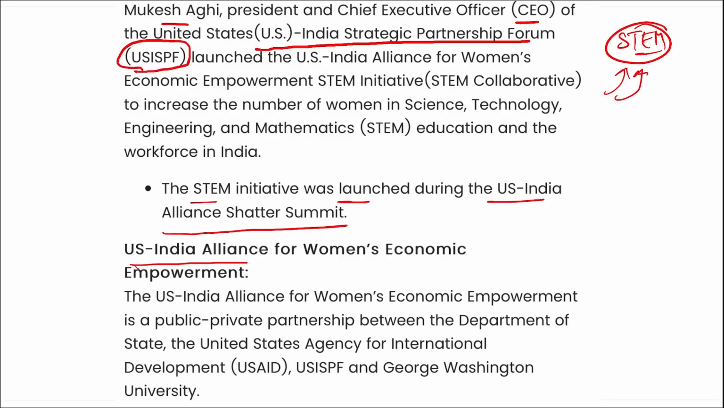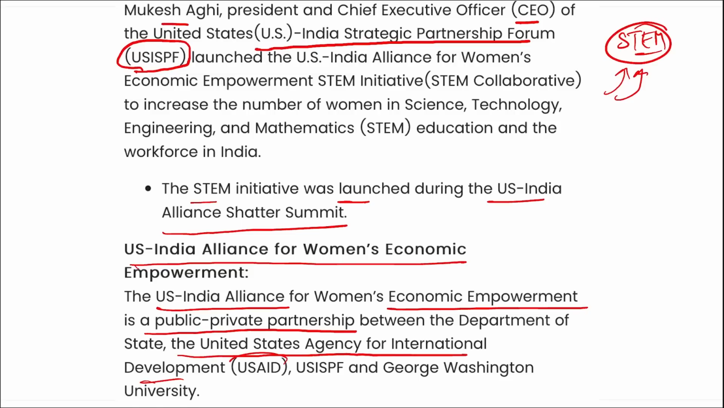The US India Alliance for Women's Economic Empowerment is a public private partnership between the Department of State, the United States Agency for International Development, that is USAID, USISPF, and George Washington University. The STEM initiative plans to collaborate with leaders representing government, civil society, and the private sector. Also, it will help to identify various barriers and create opportunities for women and girls in the field of STEM in India, and to encourage those girls to take up these streams.